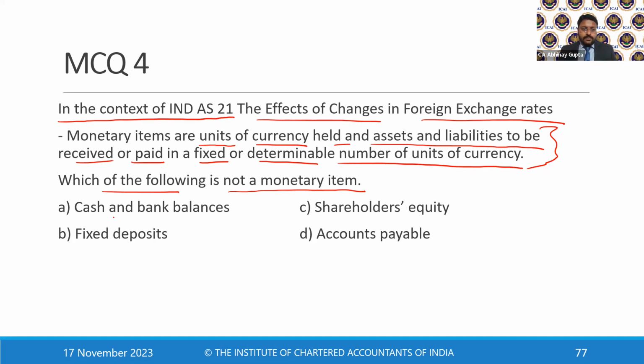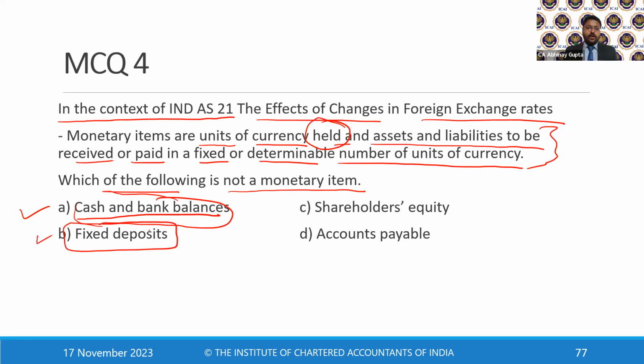Cash and bank balances. Are these monetary items or not? Monetary items are the currencies held, and cash and bank balances are nothing but the currencies held. So this is a monetary item. Fixed deposits are deposits held with the banks or any other company, or NBFC. They have a contractual right to receive clear amounts of money which will be receivable. Hence, these are also monetary items.